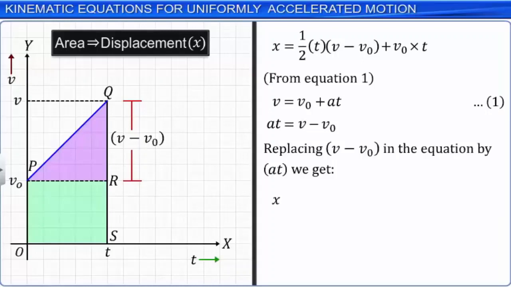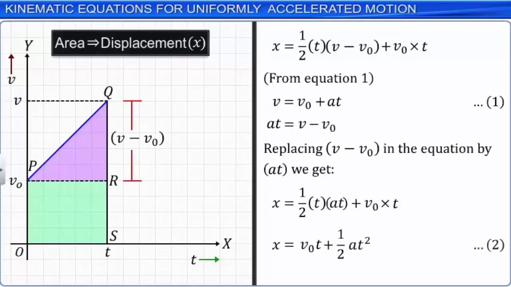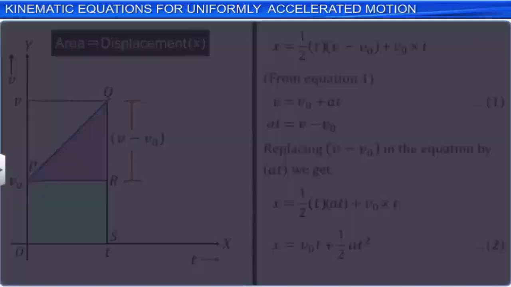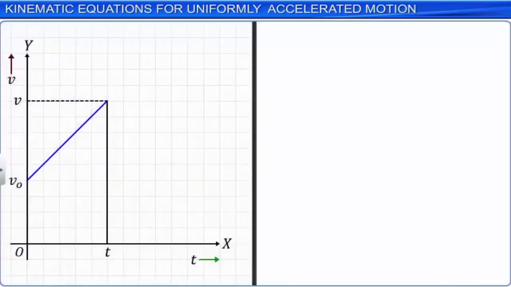The third equation is the relation between initial velocity v0, final velocity v, acceleration a, and displacement x. The average velocity of a body, v dash, is half the sum of v and v0, where acceleration is constant. We know that displacement is the product of average velocity and time. That is, the product of v dash and t.